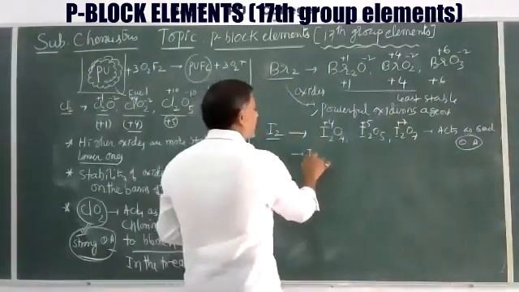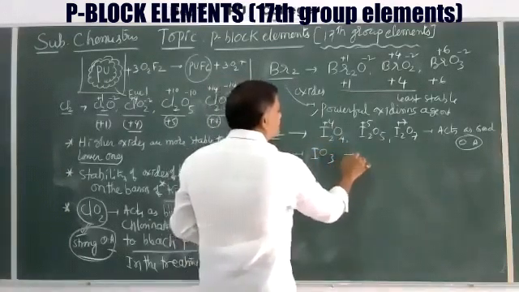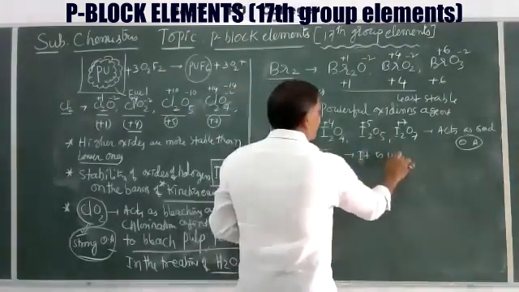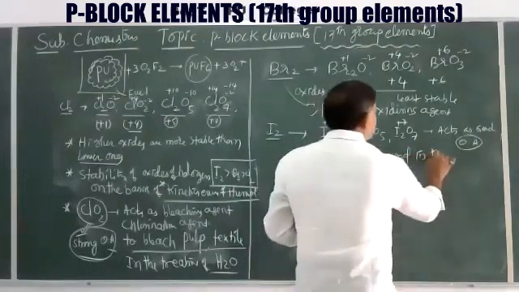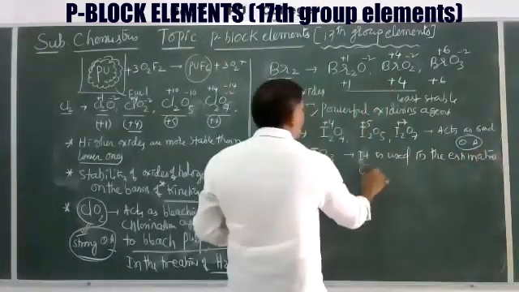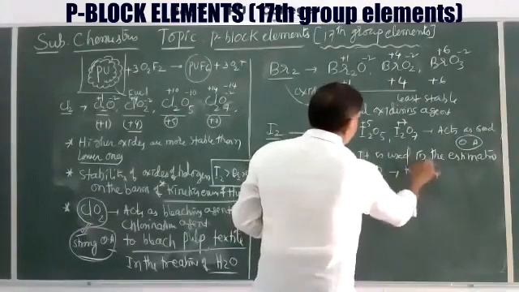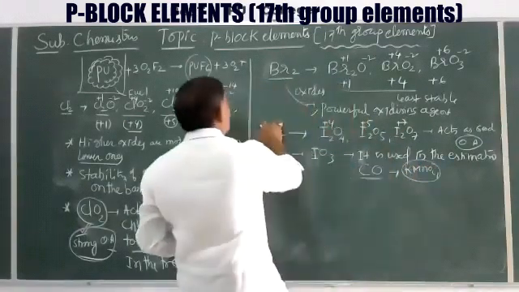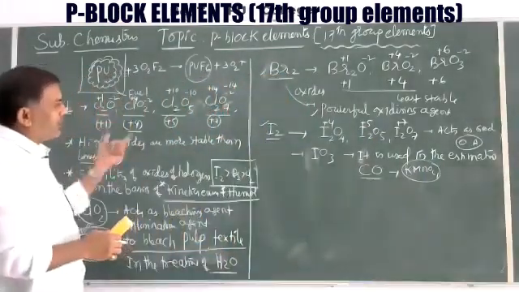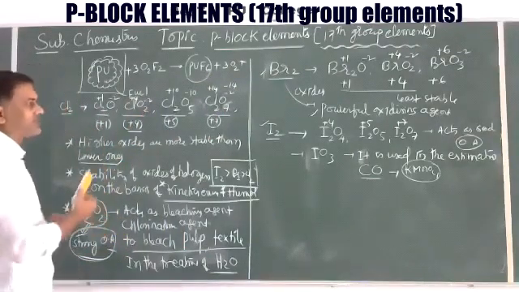And these iodates, IO3 also, are used in the estimation of carbon monoxide by using KMnO4, potassium permanganate treatments. So these are some important oxides of fluorine, chlorine, bromine and iodine. So that was reactivity towards oxygen.